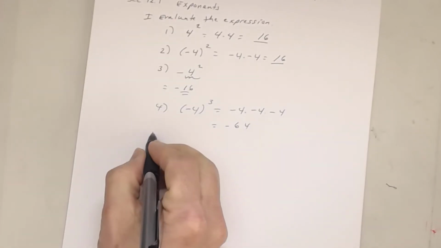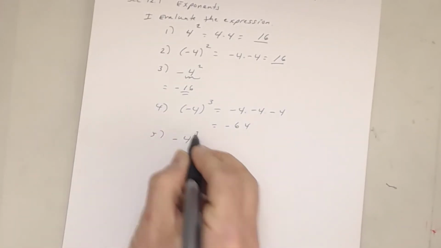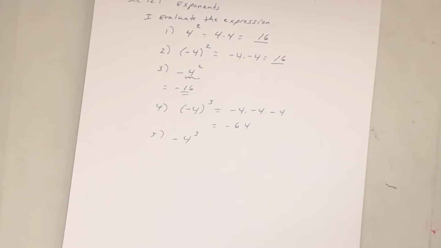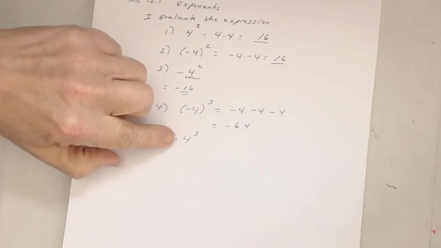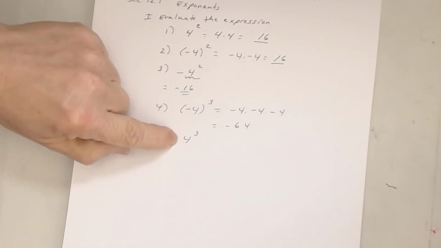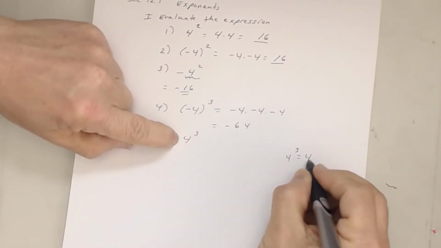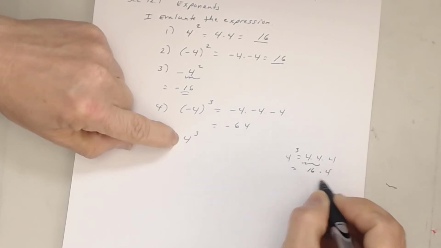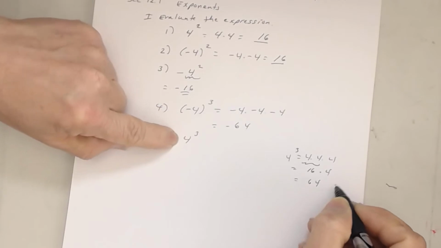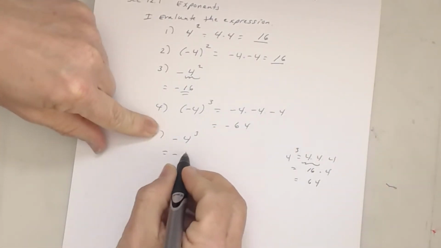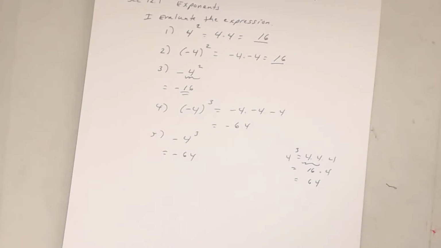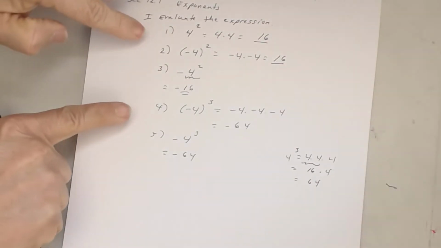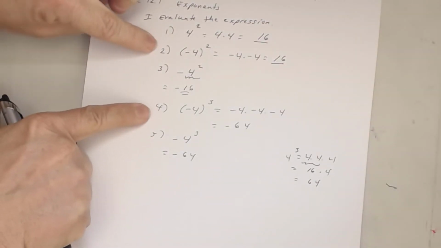All right, and then finally, if you look at number 5, suppose I had this. What's the base? 4. All right. Now, if I cover that negative out here, what's 4 cubed? 64. Remember, 4 cubed means 4 times 4 times 4. 4 times 4 is 16. 16 times 4 is 64. But the answer is going to be what? Negative 64.